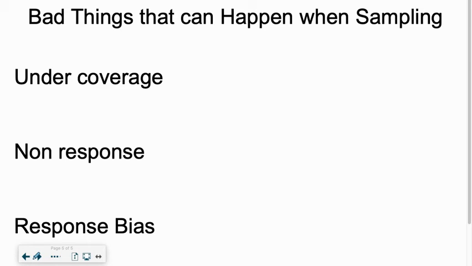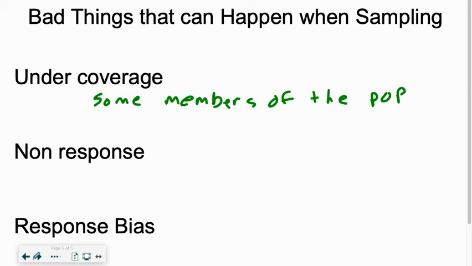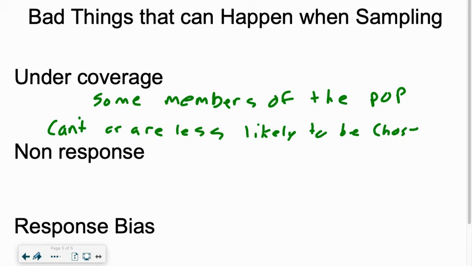And then some bad things that can happen when sampling are undercoverage. This is when some members of the population can't or are less likely to be chosen. An example of this would be doing a phone survey but calling landlines. Since not everyone has a landline, you're undercovering those people that only have cell phones.